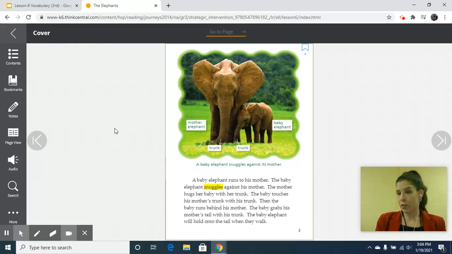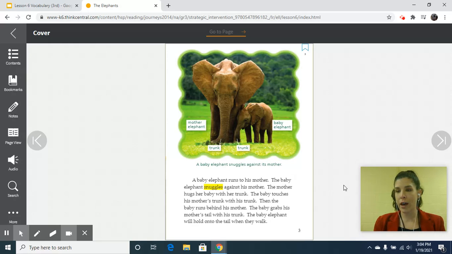So they were just giving us some sequence about what the baby and the mom do when the baby runs to his mother. And how I know is I saw a clue word then. So we found out that the baby snuggles against his mother. The baby touches his mother's trunk with his trunk. So this is their trunk, this is trunk, and they touch. Then the baby grabs his mother's tail. So think of this as the tail, and he grabs it with his trunk. The baby elephant will hold onto the tail when they walk.